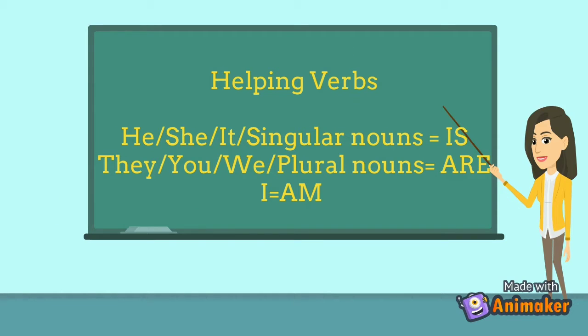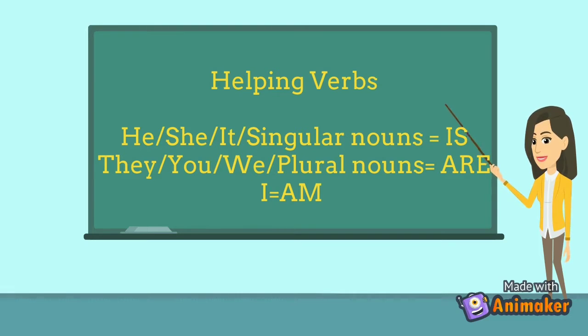Now, coming towards the helping verbs which are being used over here. The helping verbs of present continuous tense are is, am, and are. We use is with he, she, it, and all the singular nouns, for example, a fish, a chair, a pillow, a blanket. Then we have are. This helping verb is used with they, you, we, and all the plural nouns. The plural nouns are those which are the multiples of the singular.